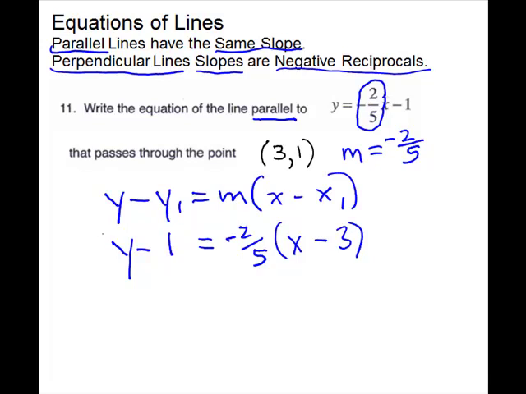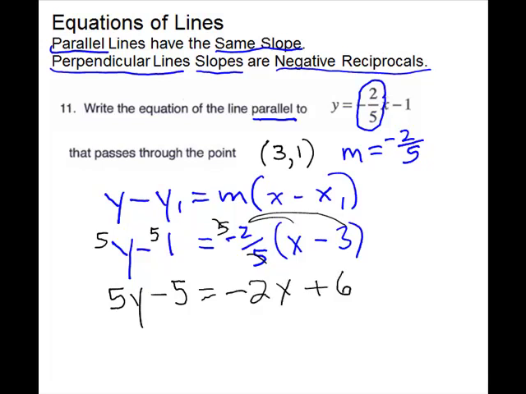So we'll multiply through by 5 to give us 5y minus 5 equals a negative 2 to distribute. So negative 2x plus 6. For standard form, get the x and y on the same side. So I'm going to move the x term over. 2x plus 5y. And I will move the 5 over to this side with a constant. It's subtracted, so I need to add. So if I add a 5, will give me 11. So that is standard form.